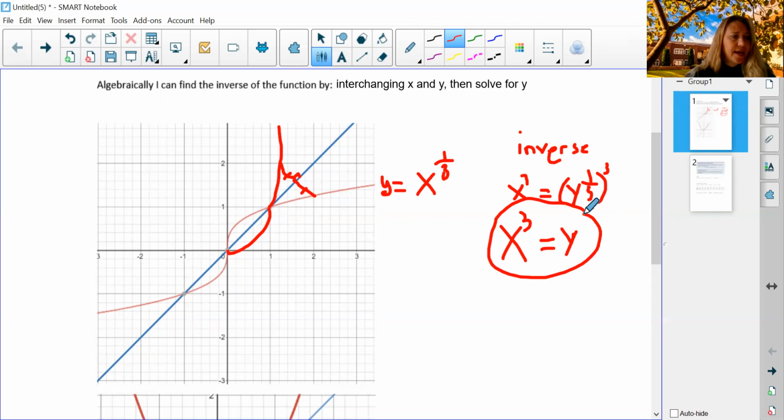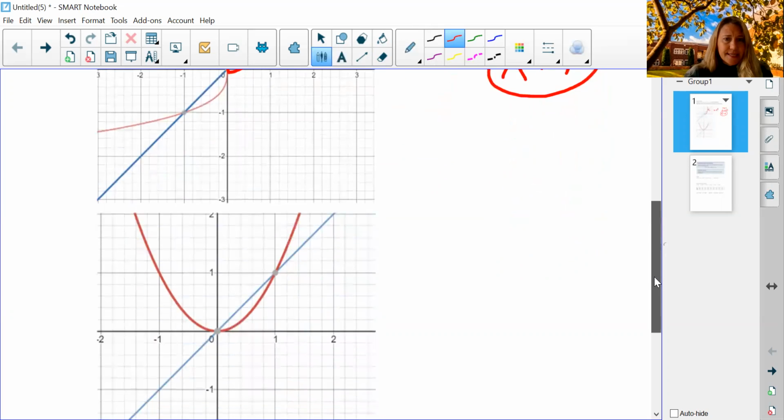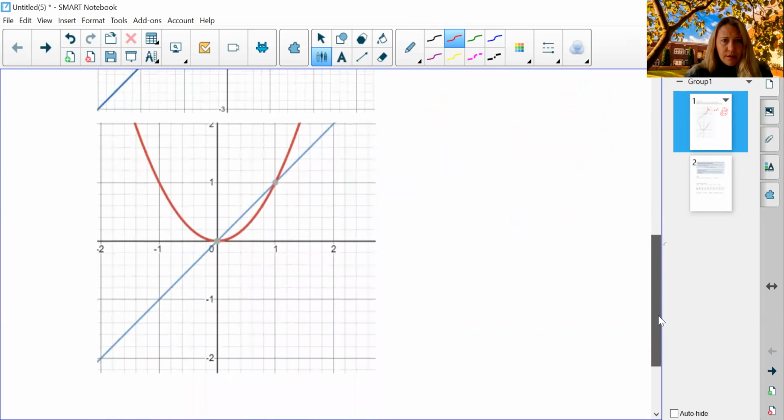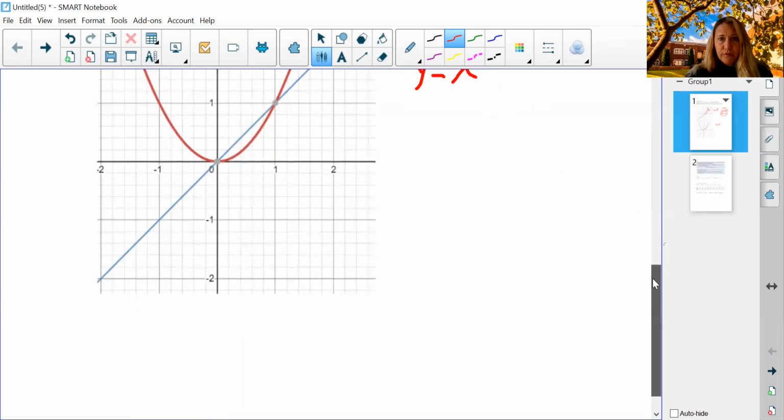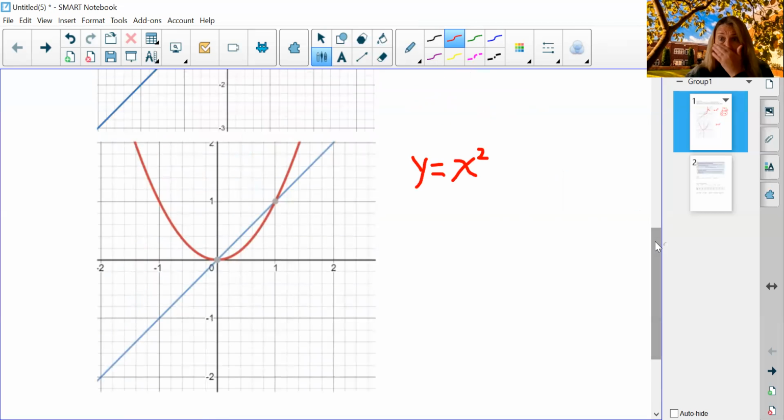Sketch that in, and then come down below and sketch this function. This is the function y equals x squared. Reflect that function in red through that blue line and take a look at what you get. Let's stop here and take a break, reflect that function, and then we'll pick back up.